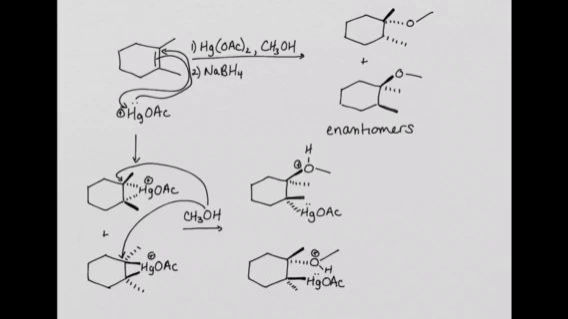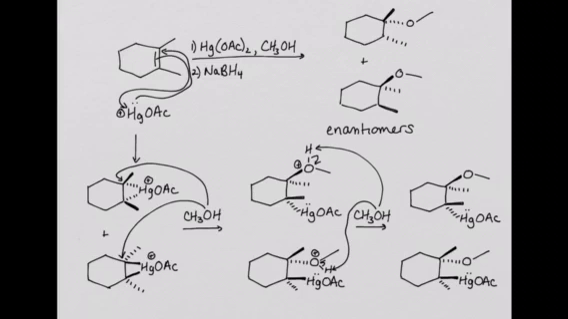The next step is deprotonation of the ether. Another molecule of methanol deprotonates the ether to produce the neutral ether intermediate. Reduction with sodium borohydride of the top structure produces the bottom product, and reduction of the bottom structure gives us the top product. It is in this way that we get only these two enantiomers as the products of this reaction.